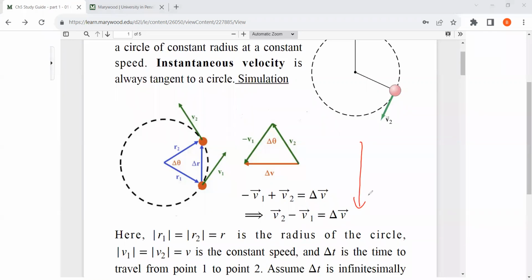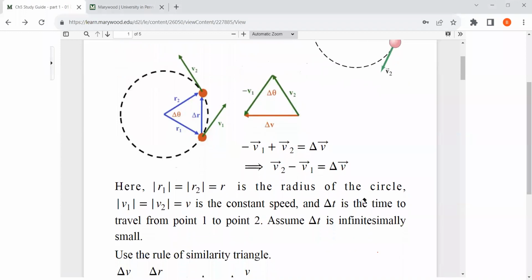Here we use geometry and the vector algebra that you learn in chapter 3. If you have questions, you can email me or meet me during the office hour time. All right, so using the vector algebra, we can draw this thing.